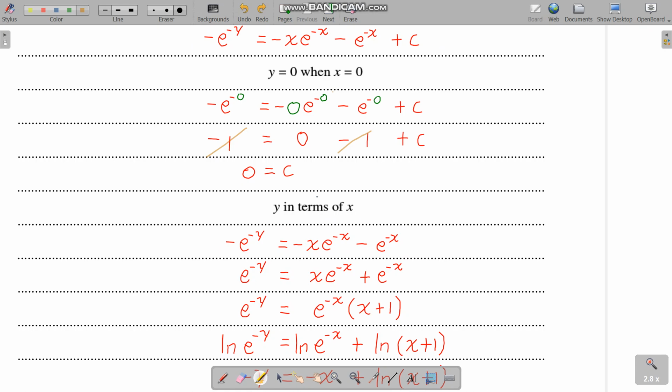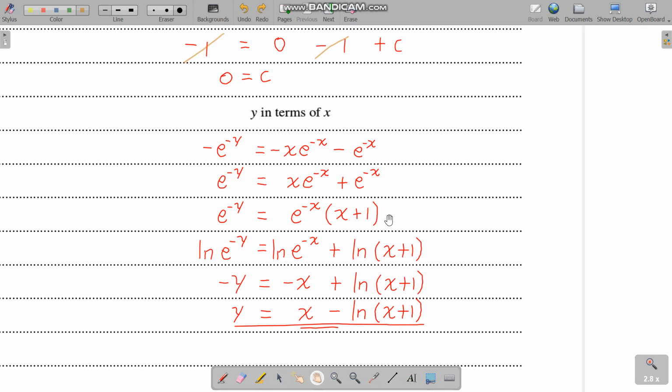So now we need to find y in terms of x. So we need to get y equals something. We can start by multiplying both sides by minus, so minus becomes plus, minus becomes plus, minus becomes plus, and then we can factorize e to the minus x, so we have x plus 1, and then we can ln both sides, so we ln everything on the left, ln everything on the right.